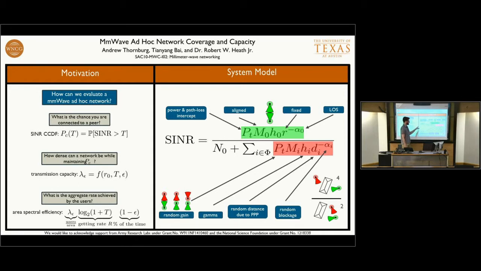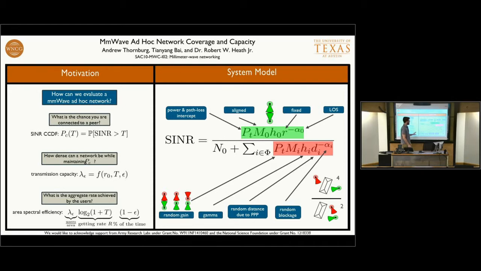So here is the main quantity that we manipulate in this work. It's the SINR of the millimeter wave ad hoc network. So we kind of parameterize it in this way. We have the power and path loss intercept, which is accounted for by P of t. We assume that the main link is aligned, which is ongoing work that we're still working on as far as how does that affect the performance. We assume that the transmission link is fixed at distance r, and we assume that the ideal transmission is line of sight.